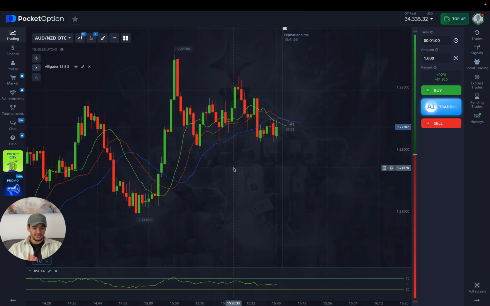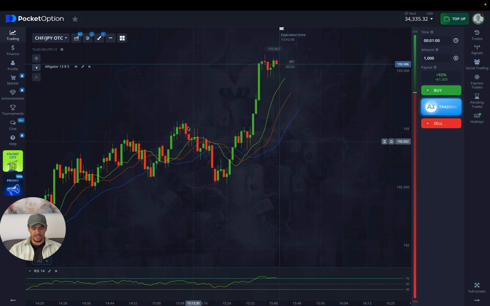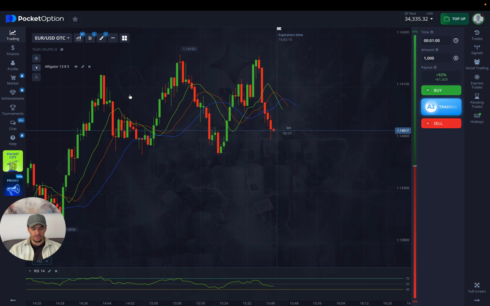All right, so we are in the market. We have alligator with default settings. We have RSI, simple setup, and let me show you what you can do with it. Let's find a market we can trade in with a nice situation, and we are going to be looking to make some solid profit on one of these trades.